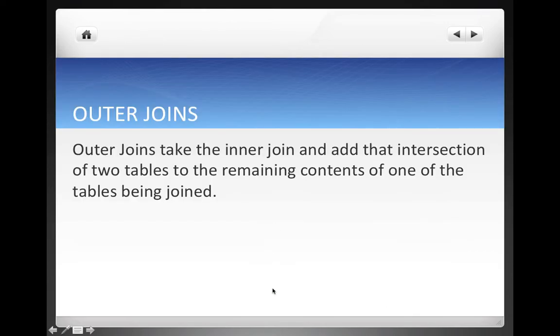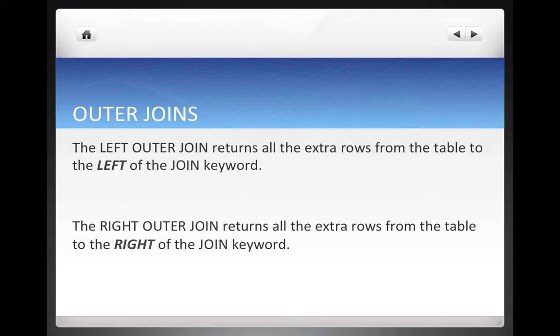Now, outer joins take the inner join and add that intersection of two tables to the remaining contents of one of the tables being joined. So you're going out. You have the inner, but now you're moving out, either left or right. So the left outer join returns all the extra rows from the table to the left of the join keyword. The right outer join returns all the extra rows from the table to the right of the join keyword, and we'll look at examples of that.